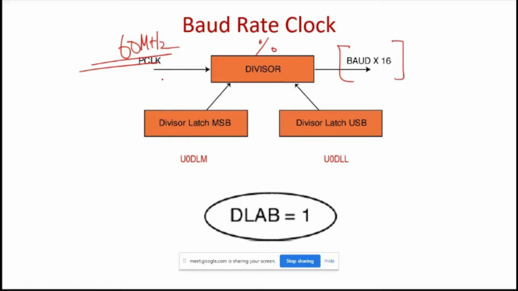So what is the logic behind it? I get a 60 MHz input from the peripheral clock. I am putting in a divider. This divider is dividing that to 16 times the baud rate. What does 16 times the baud rate mean? If I require a baud rate of 9600, you need to generate a clock of 9600 into 16. Then automatically LPC2148 will give you a baud rate of 9600.